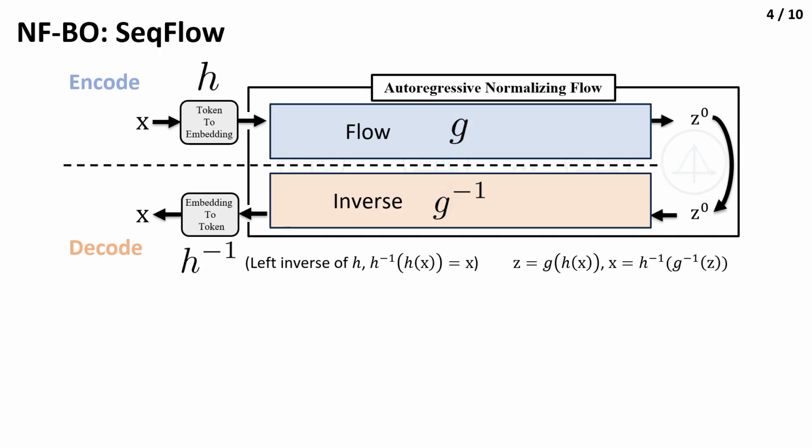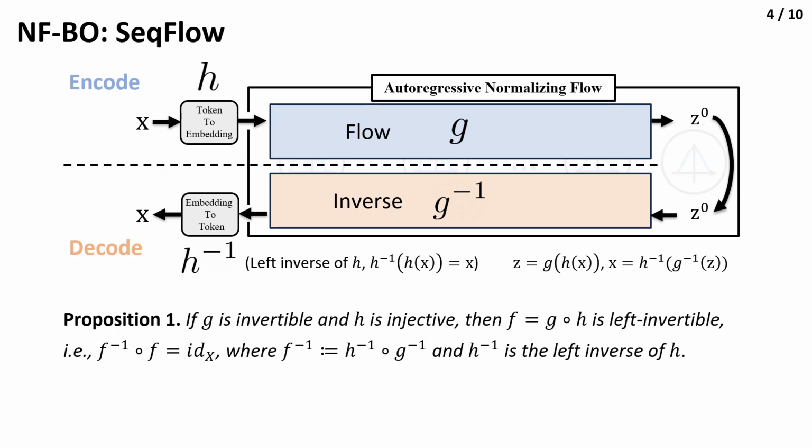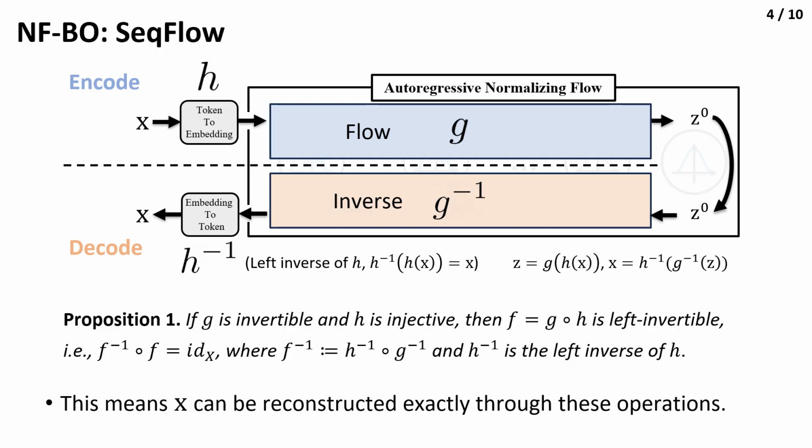Here we define the embedding function as H and the overall flow as G. The inverse flow is G inverse, and the embedding-to-token function X is the left inverse. That means H inverse of H of X equals X. Using the proposition, we show that the entire encoding, that is, the composition of G and H, also has a left inverse, and its left inverse is the entire decoding process. This means that X can be reconstructed exactly through this encoding and decoding.